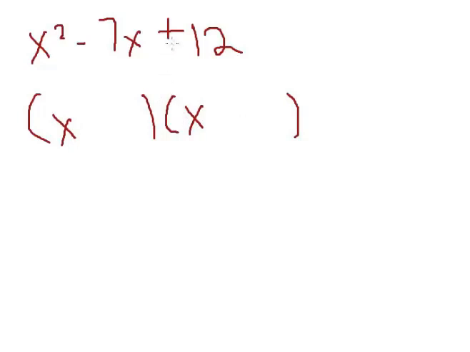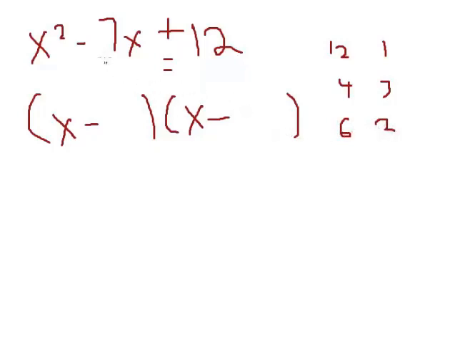Now here we've got a positive sign over here, which means we've got to do something that's going to multiply up to positive 12, but the middle sign is negative, so we're going to have to use two negatives that'll multiply up to the positive 12. Now, of course, we need the same two numbers that multiply up to positive 12 and add up to negative 7. Again, we've got the same three factors. 12 and 1 is a possibility, 4 and 3 is a possibility, 6 and 2 is a possibility.